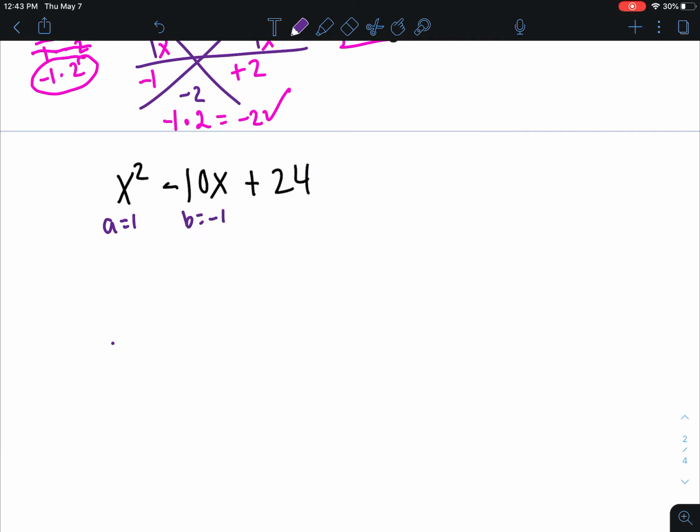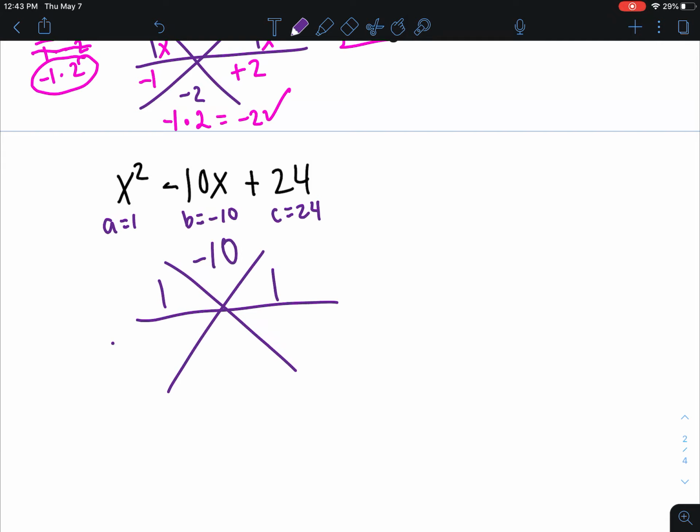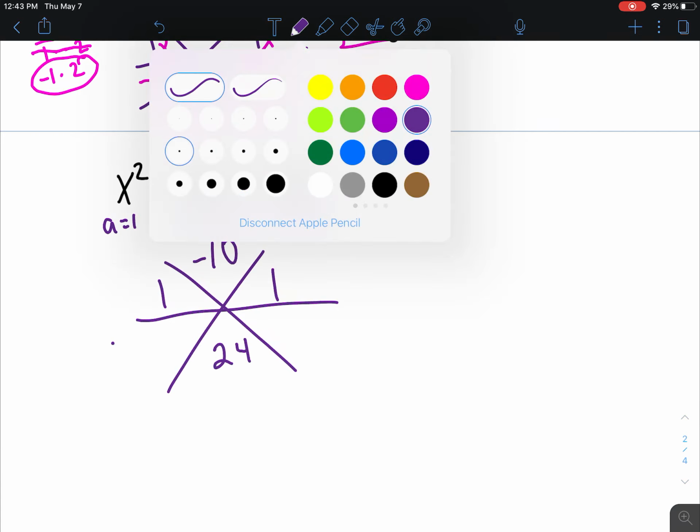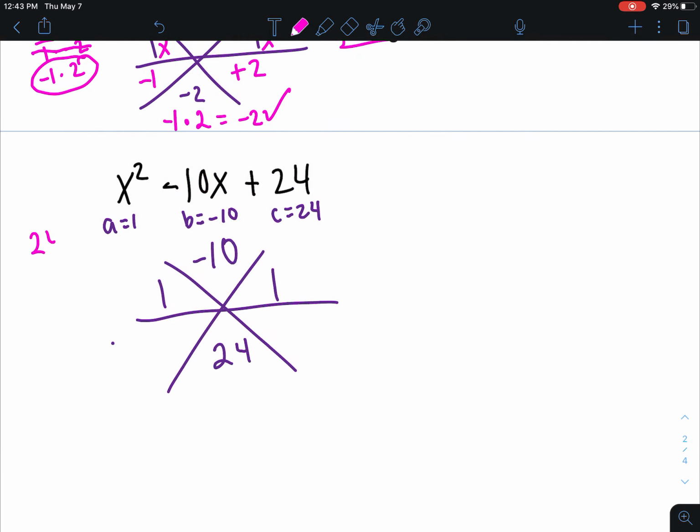So same steps, write down your ABC. So my A is 1, my B is negative 10, be careful with the signs, and my C is 24. So in my snowflake, I put the A's on the side, my B on top. A times C, 1 times 24, that's just regular 24.